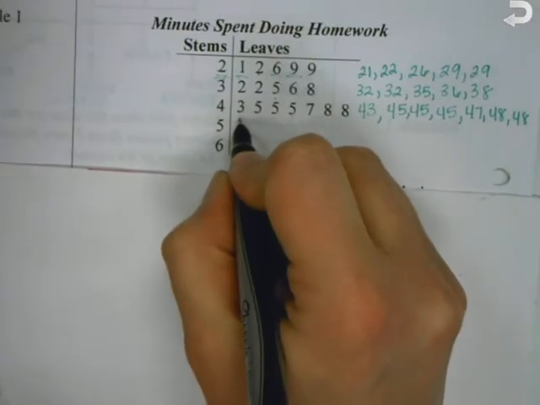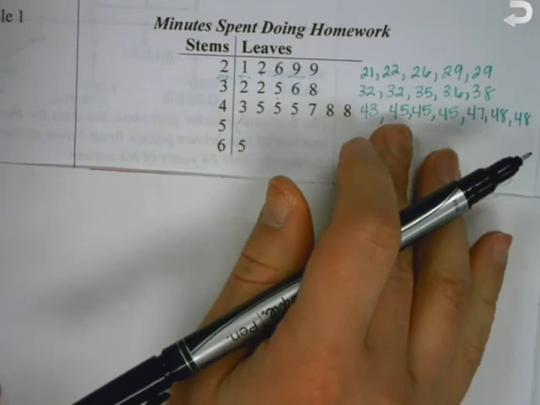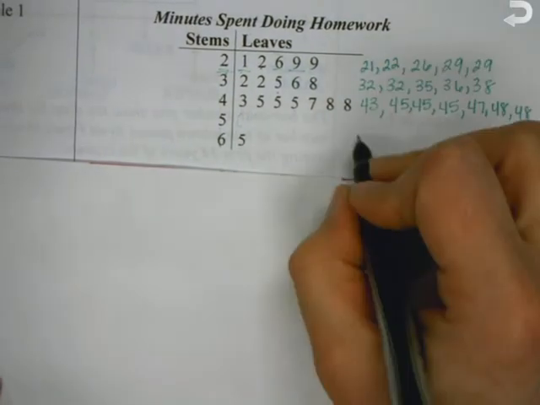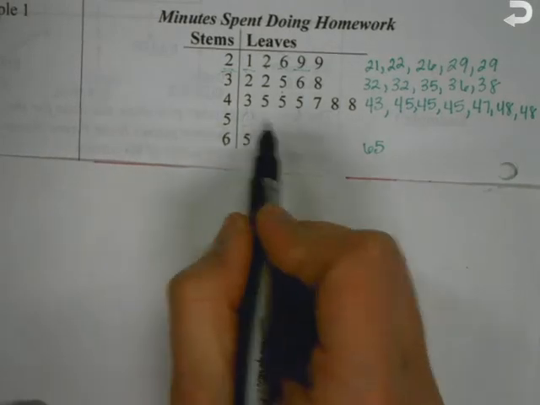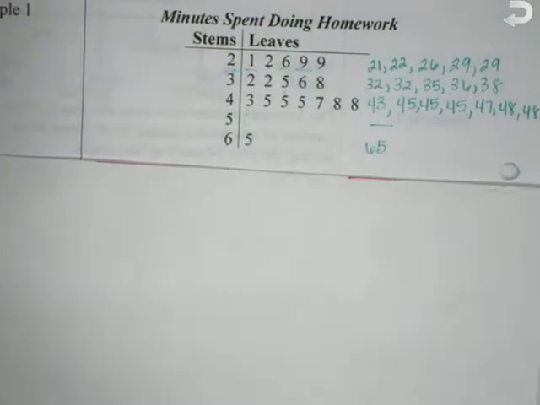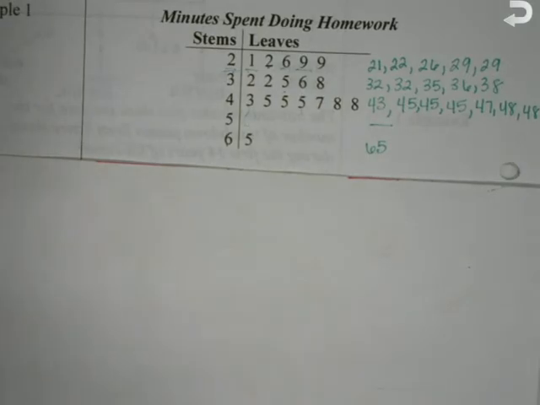So we move on to 6s. What's the only 6 stem? 65. Okay, so if there is nothing listed, there are no 5s. If we had a 50 there, it would say 50. Does that make sense? If there's nothing there, that means there is nothing under that stem.